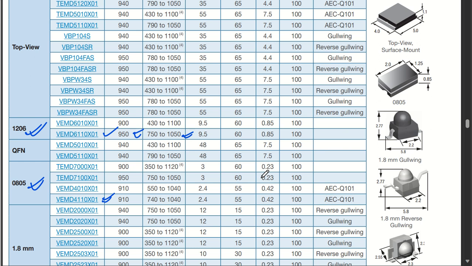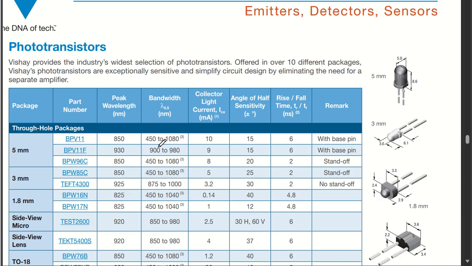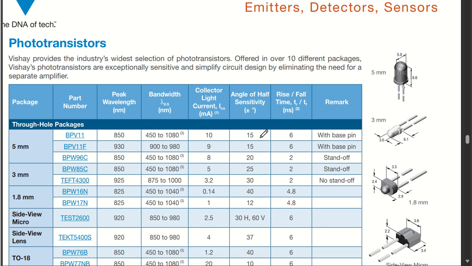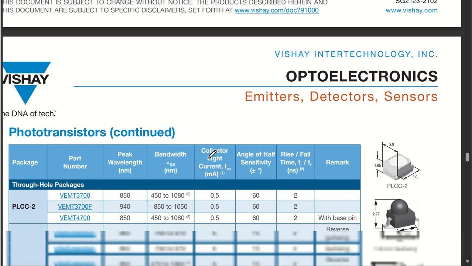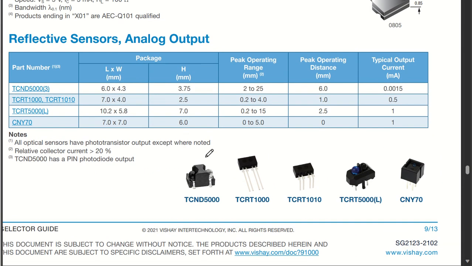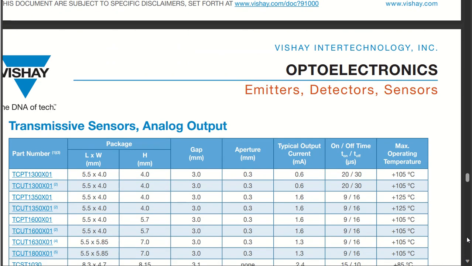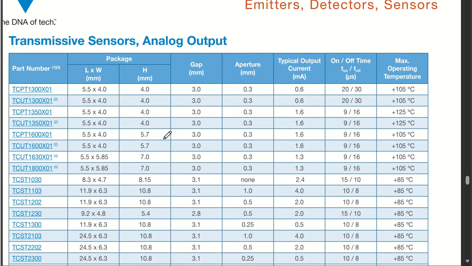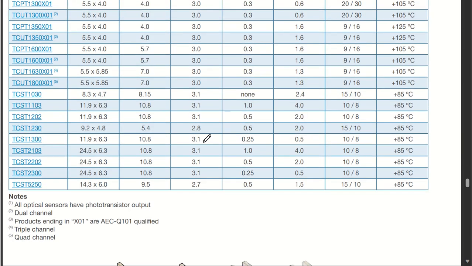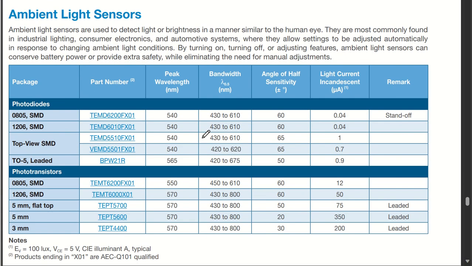So you have understood the list of infrared emitters and PIN photodiodes. There are more, like photo transistors. If you want to utilize a photo transistor for your application, you can select one of them. Similar to that, you can have reflective sensors and analog outputs, and then transmissive sensors and analog outputs. If you want to utilize them, you can go ahead. This is how we have ambient light sensors. Just now I have already taken this example, the EMD series.